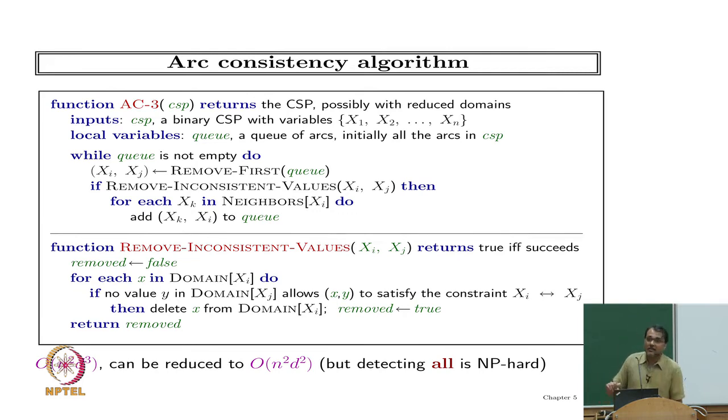Okay. Again, just to remind you, I have n square arcs, each arc will be checked d times and each checking takes d square time. So, therefore, it becomes n square d cube.